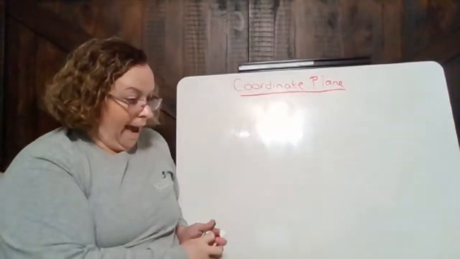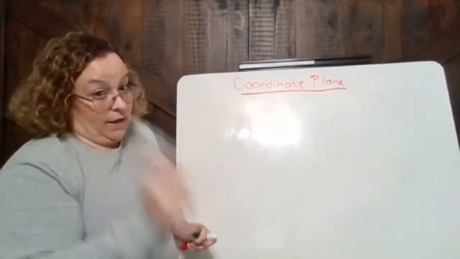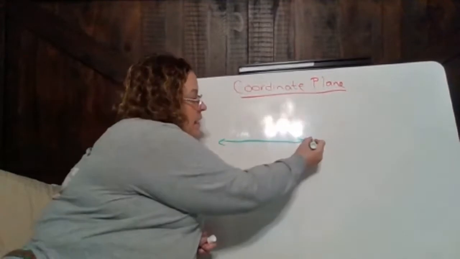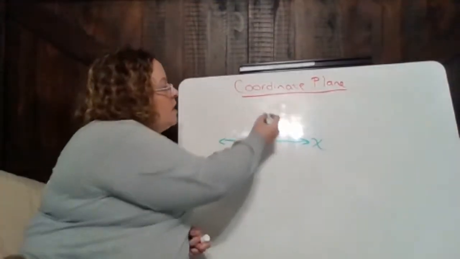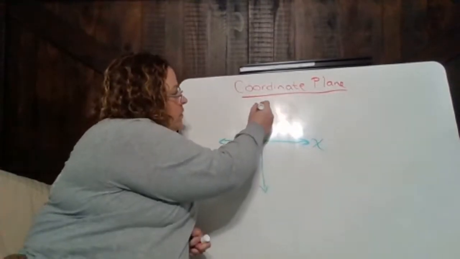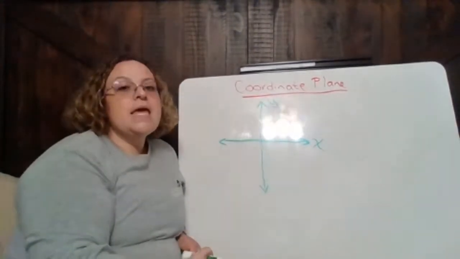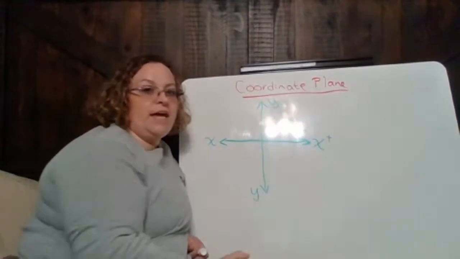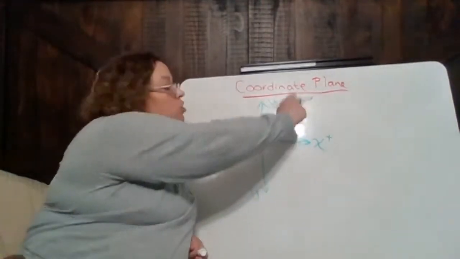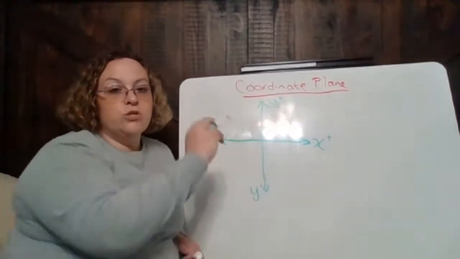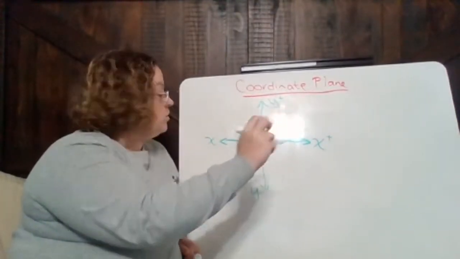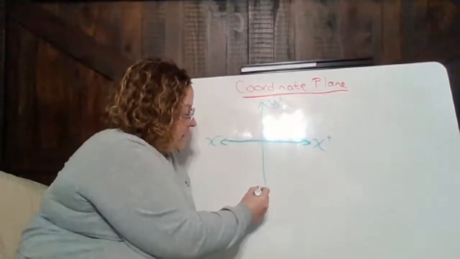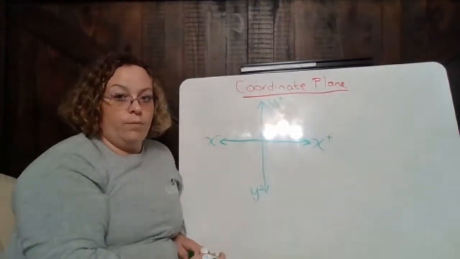Like I told you, you have two axes. If I can get my marker open. Okay, you have your x-axis and you have your y-axis. Now, with this, you have two pieces. You have the positive side of the x, so that's all your positive x numbers. You have the positive side of your y, so that's all your positive y values. You have the negative side of your x, so all of your negative values, and the negative side of your y, so all of your negative y values.